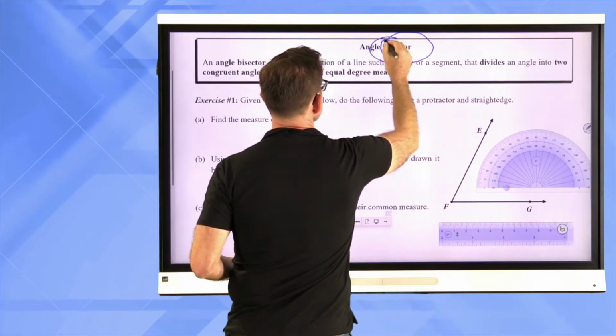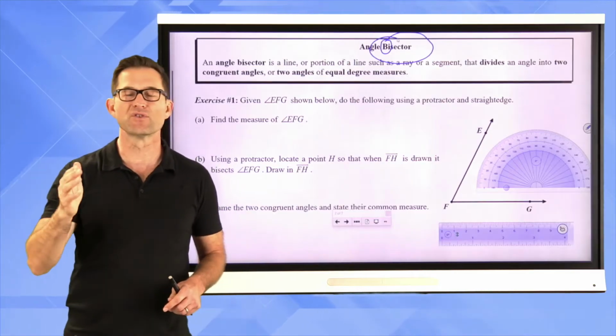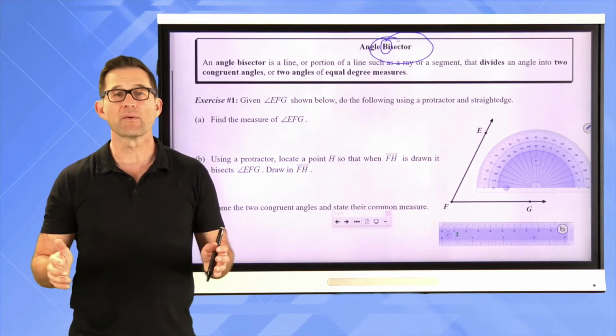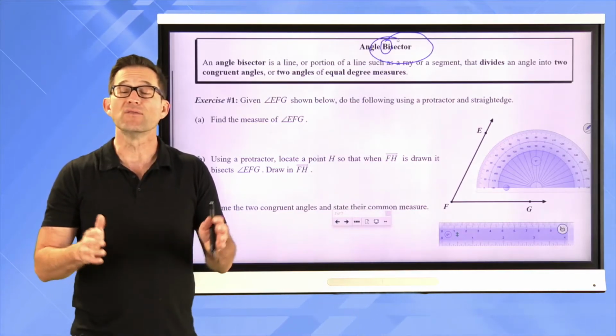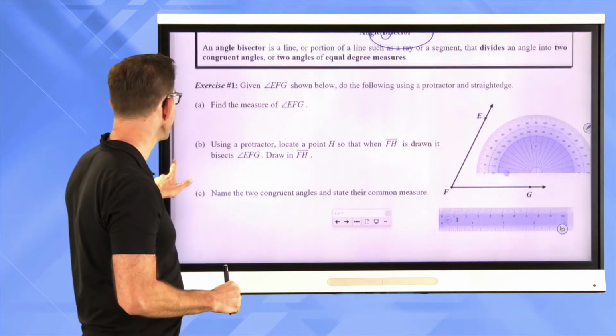All right, bi generally means two, and to sect something means to sort of cut it up. So bisecting generally means to cut something up into two equal-sized pieces. Let's take a look at exercise number 1.